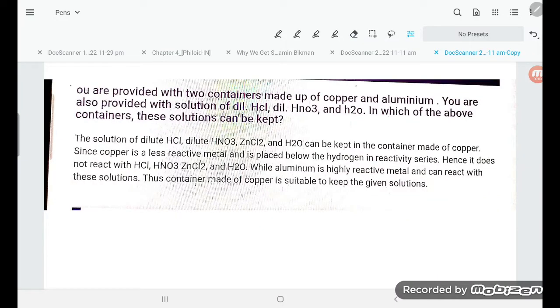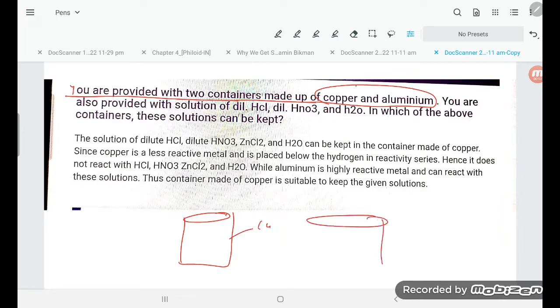Hi students, see that is the question. You are provided with two containers made up of copper and aluminum. So we are having the container, students, and that one container is copper, and another container is zinc, Zn. Not Zn, it is aluminum actually. I am sorry. Copper and aluminum is there.